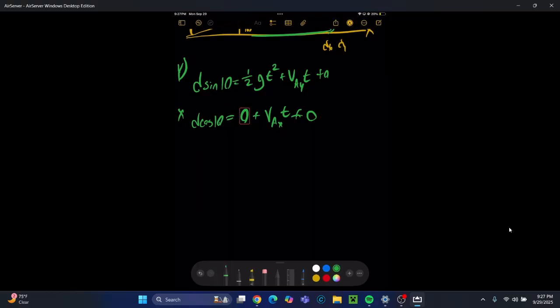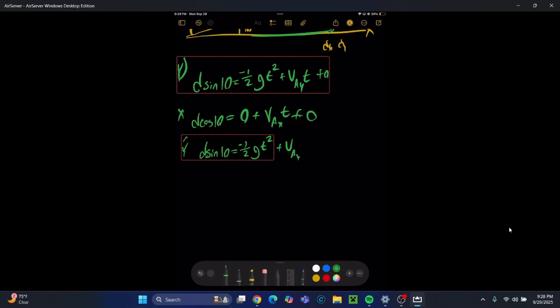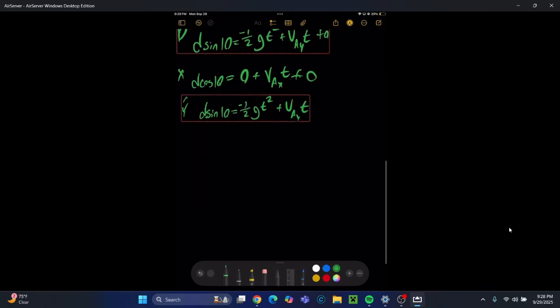So now we have two equations. Let me rewrite them. We have our y direction, which is d sine 10 equals 1/2. Technically this is negative 1/2 because we're saying g is acting in the negative y direction. So I'm sorry for that confusion, if that caused any concern. Negative 1/2 gt squared plus VAYT. And then in our x hat direction, we have that d cosine 10 equals VAXT.